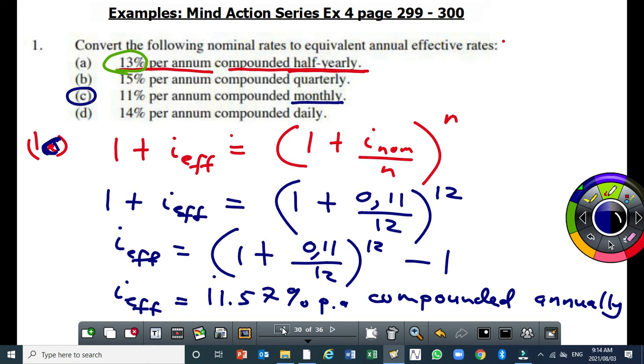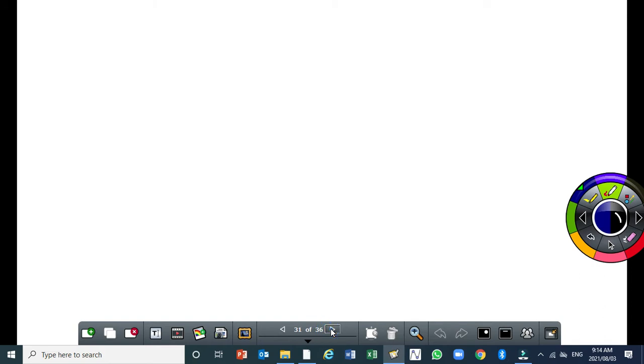All right. So here you need to do question 1D. It says 14%, need to calculate the effective interest rate if the nominal interest rate is 14% per annum compounded daily. So the first thing, you have to write your formula. And generally, there will be a mark for the formula.